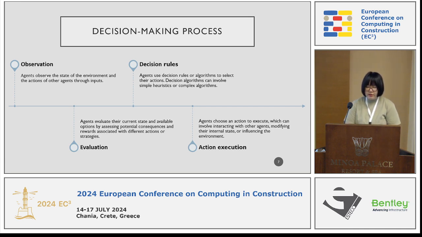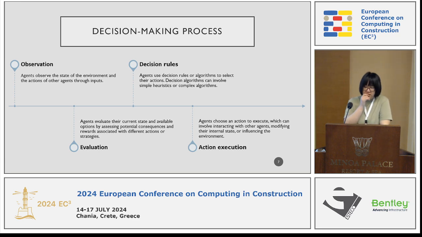The first one is observation. Agents observe the environment state and other agents' actions through sensory inputs or data inputs, such as direct observation or information exchange. And then is the evaluation. Agents evaluate their current state and available options by assessing potential consequences and rewards associated with different actions or strategies.